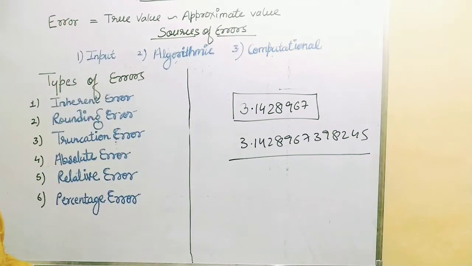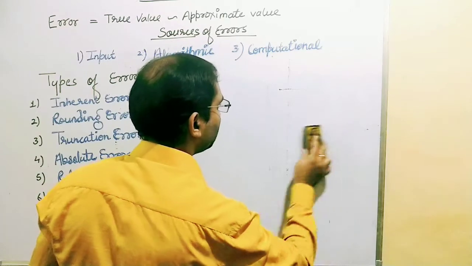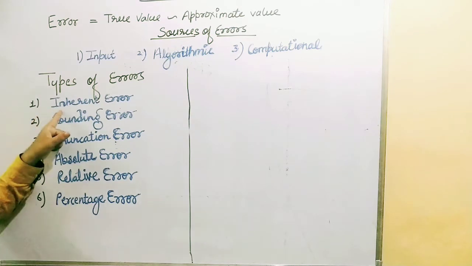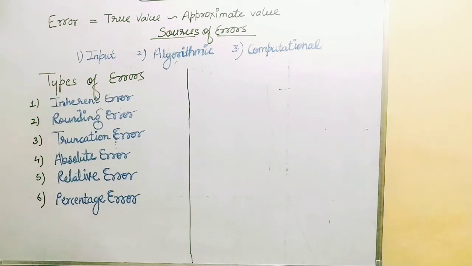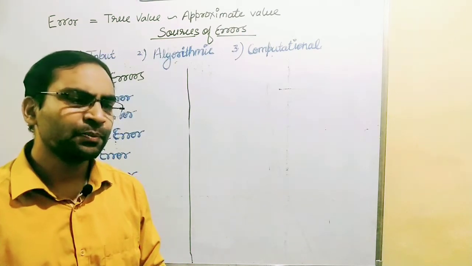Now let's talk about the types of errors. What are the major types of errors that we can discuss here for numerical analysis? One is the inherent errors. Inherent errors occur due to the limitation of, let's say, an experimental device.